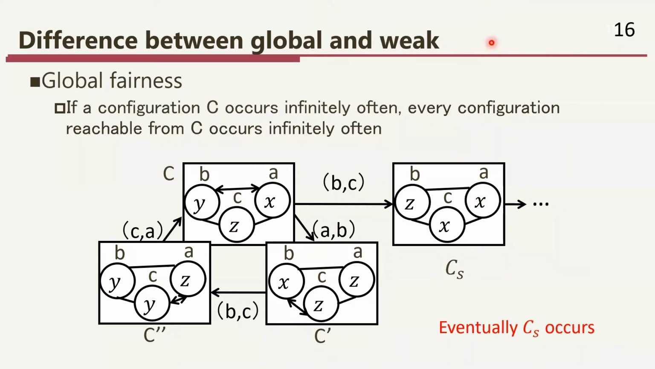On the other hand, under global fairness, eventually CS occurs. This is because if this C occurs infinitely often, every configuration reachable from C occurs infinitely often.